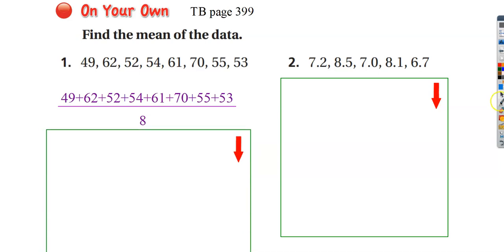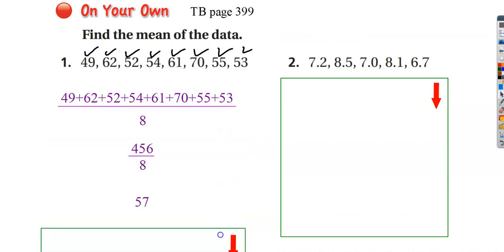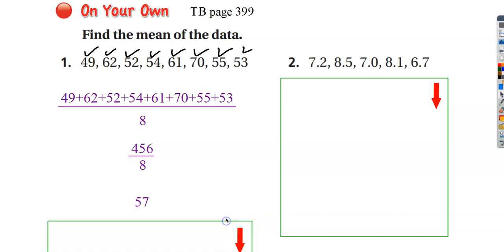And usually what I do is I count and I cross them off after I write them down, or I just count again, 1, 2, 3, 4, 5, 6, 7, 8, to make sure I'm dividing by the correct number. So you get 456 divided by 8. The mean, or the average, is 57. And then go ahead and pause the video and try the next one.